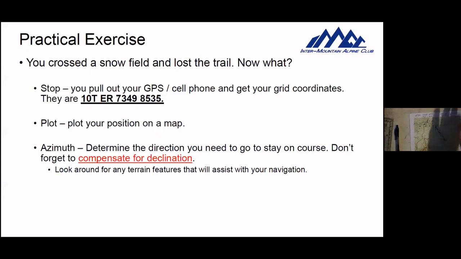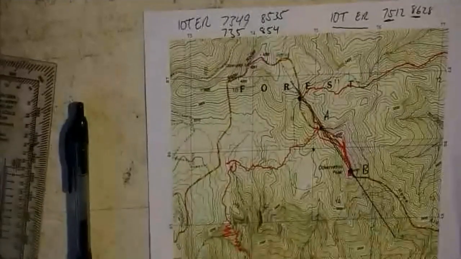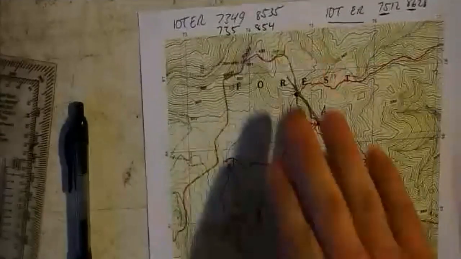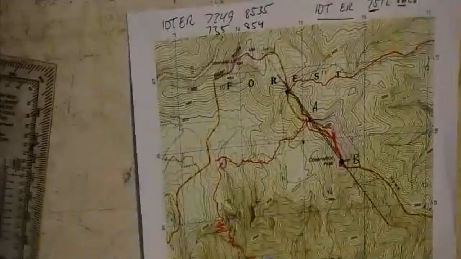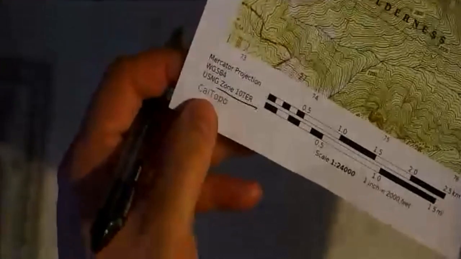Next, I'm going to plot my position on a map, and then I'm going to use my compass to get a declination. And this time I'm not going to forget to compensate for declination. So here's my grid coordinate up here. First things first, I already know I'm at 10 Tango Echo Romeo. That's my zone. It's down here on the bottom. And then Yogi, to answer your question, I'm getting them from caltopo.com. Put them in myself.